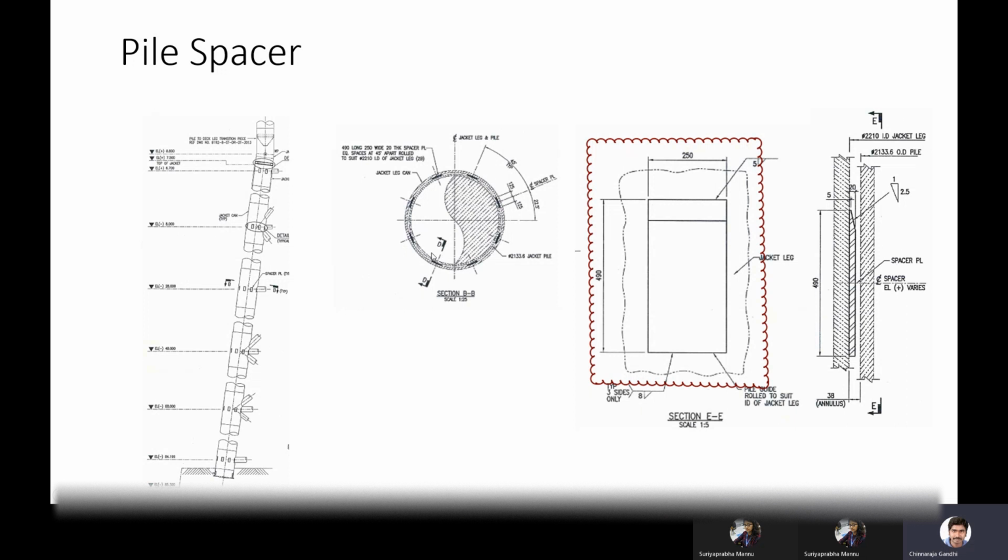We can check what loads are coming here, for this horizontal force or vertical force. We have to check whether this is okay or not for this spacer. This is the cross section of the spacer here. If you see here, the spacer is given 490. 490 is the depth of the spacer and 250 is the width of the spacer.